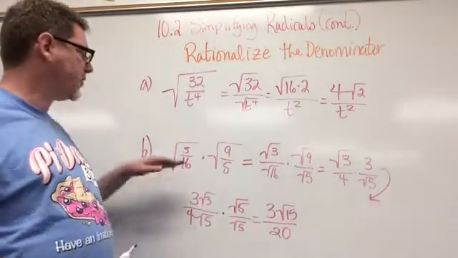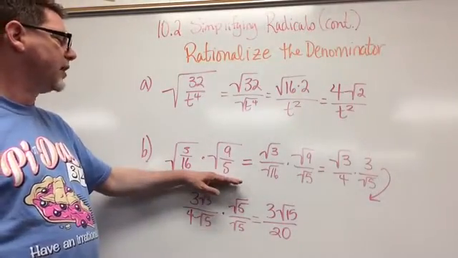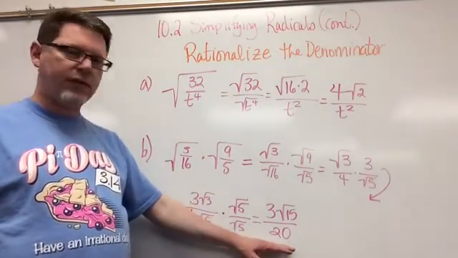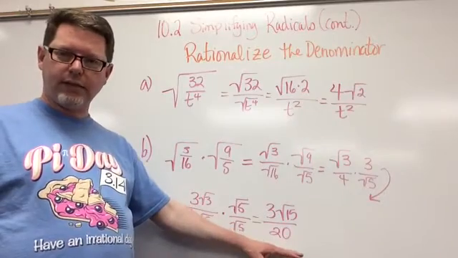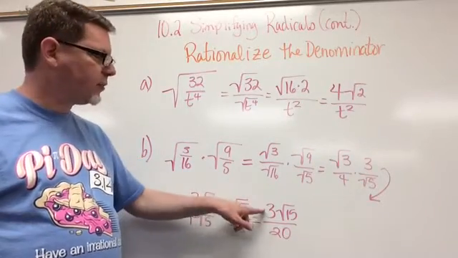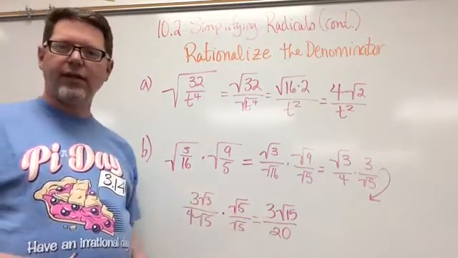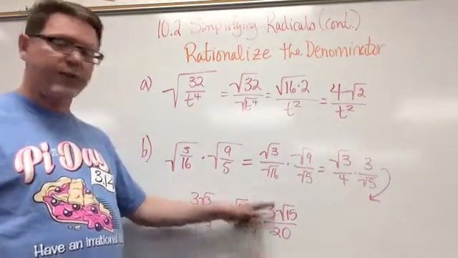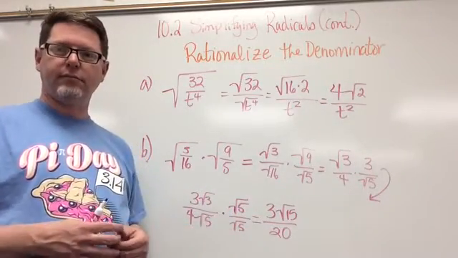So the simplified version of the square root of 3/16 times the square root of 9/5 is 3 times the square root of 15 over 20. I can't simplify 3 and 20, so I just leave it like it is. If I could simplify 3 and 20, I would, but I can't.